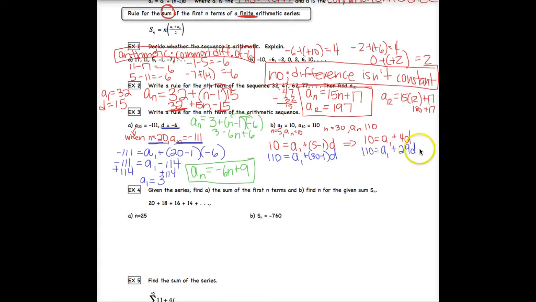Here, this is a system of equations. I have two variables. A sub 1 is a variable, d is a variable. These are nicely lined up for an elimination. The only thing you need to do is multiply the second equation by negative 1. So negative, negative, negative, and I'm going to be able to solve.